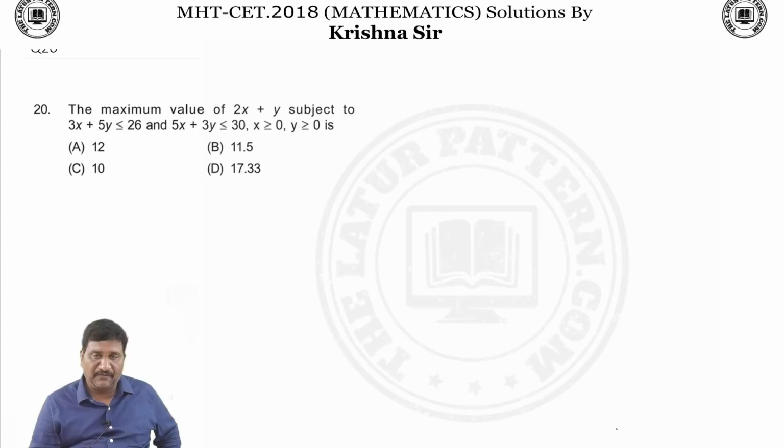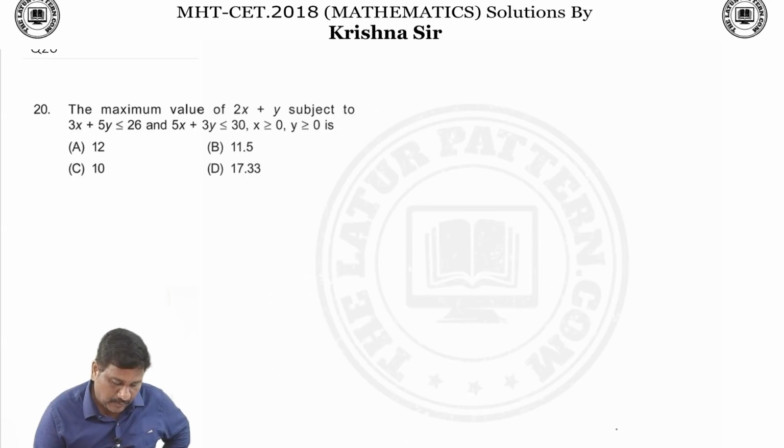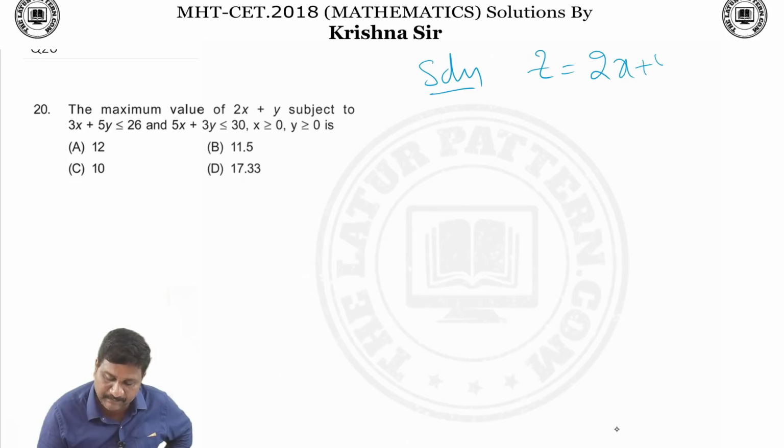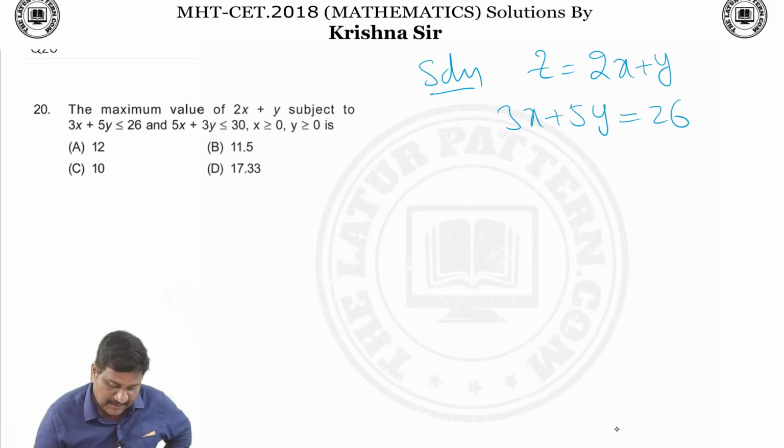The solution of question number 20. The maximum value of z is equal to 2x plus y. We are taking the given constraints 3x plus 5y equal to 26, and 5x plus 3y equal to 30.